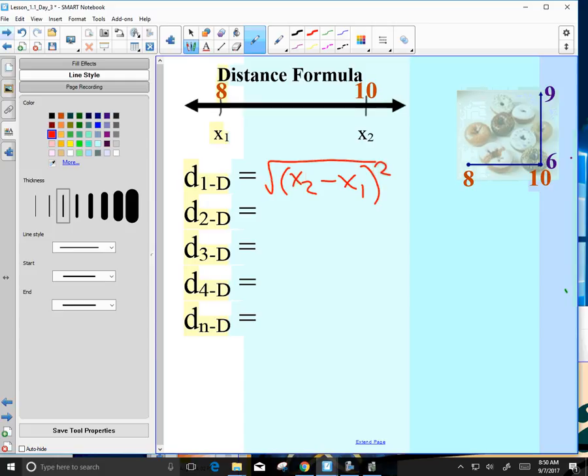Isn't that slick? But here's an even better way. Why not, if I go from 8 to 10, and then perpendicular, I'm going to go 6 to 9. So how far is it from 8 to 10? 2. And how far is it from 6 to 9? 3. So we can't just add 2 and 3 because they're perpendicular to each other. But do you remember how you would find this distance?